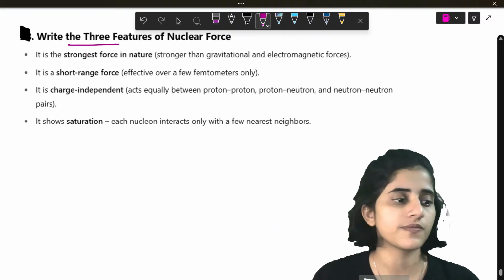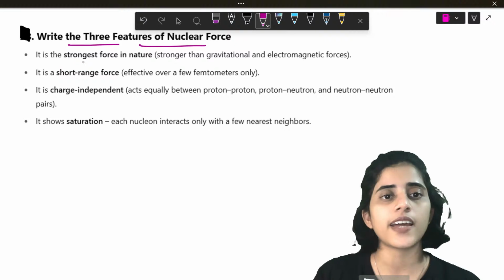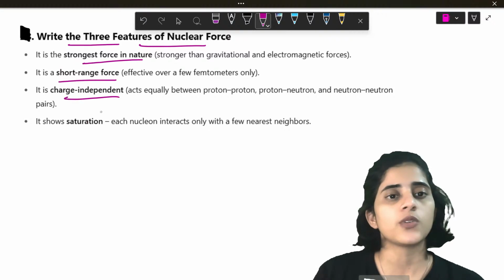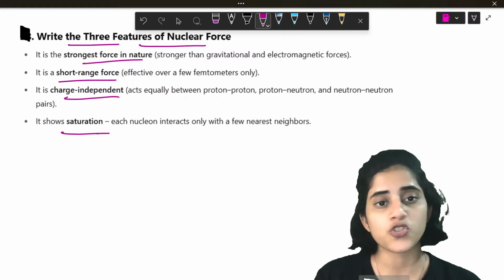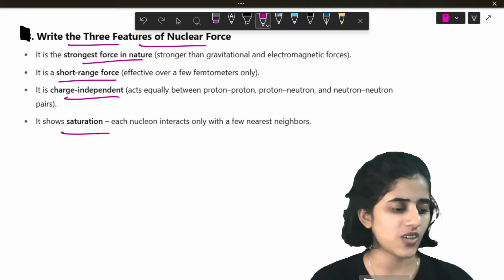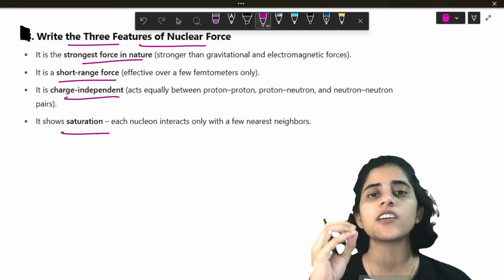Next, write the three features of nuclear force. Nuclear force is strongest, it's short range, charge independent, shows saturation. What does shows saturation mean? It means each nucleon interacts only with a few nearest neighbors.